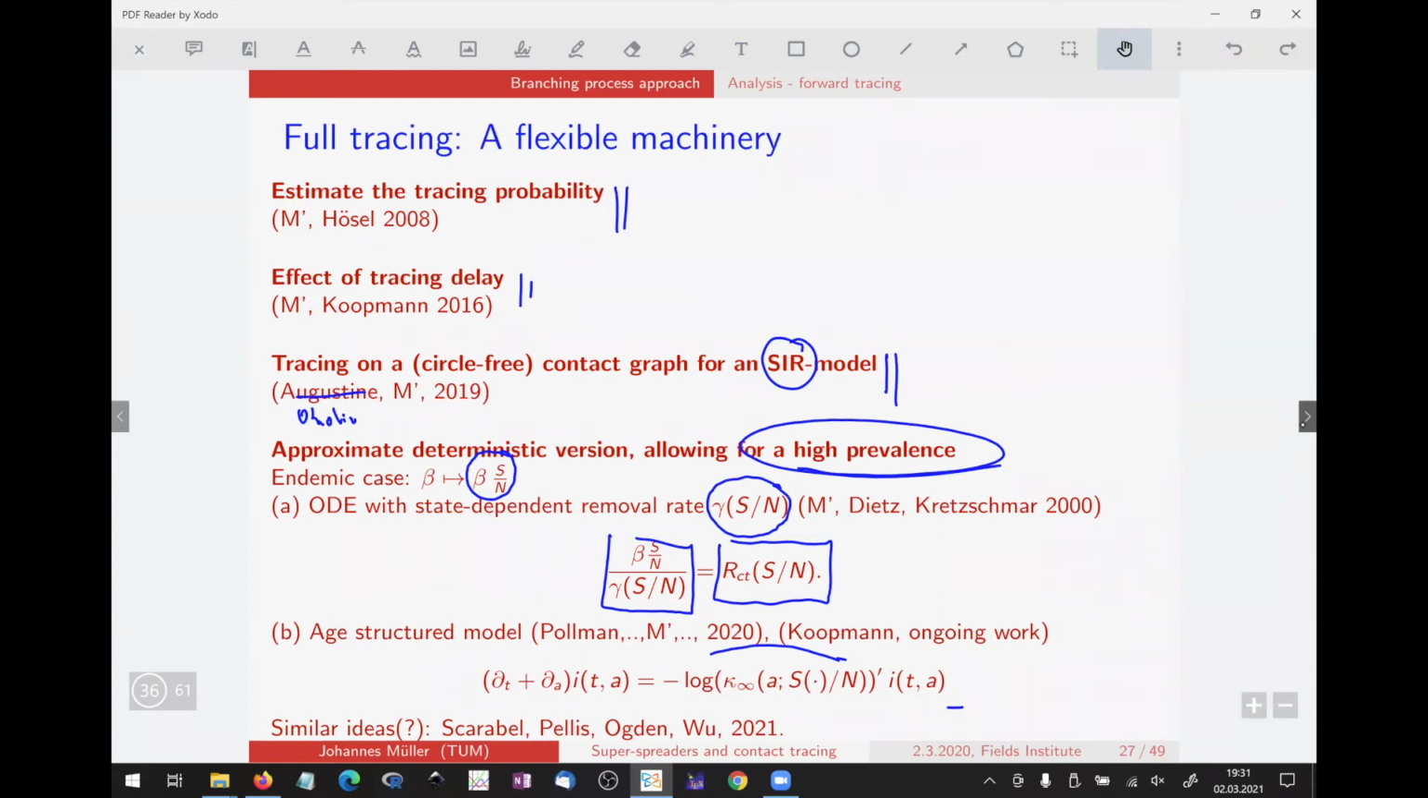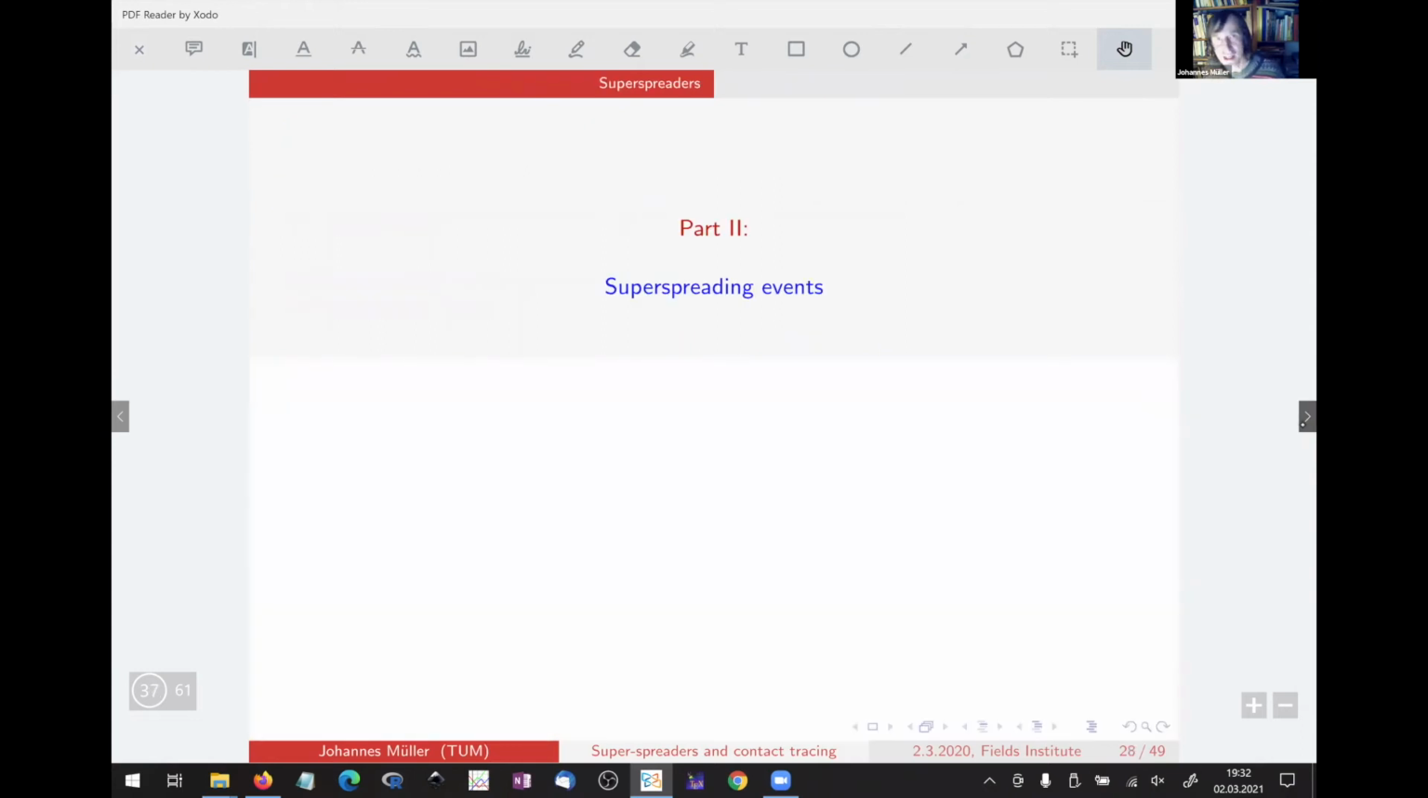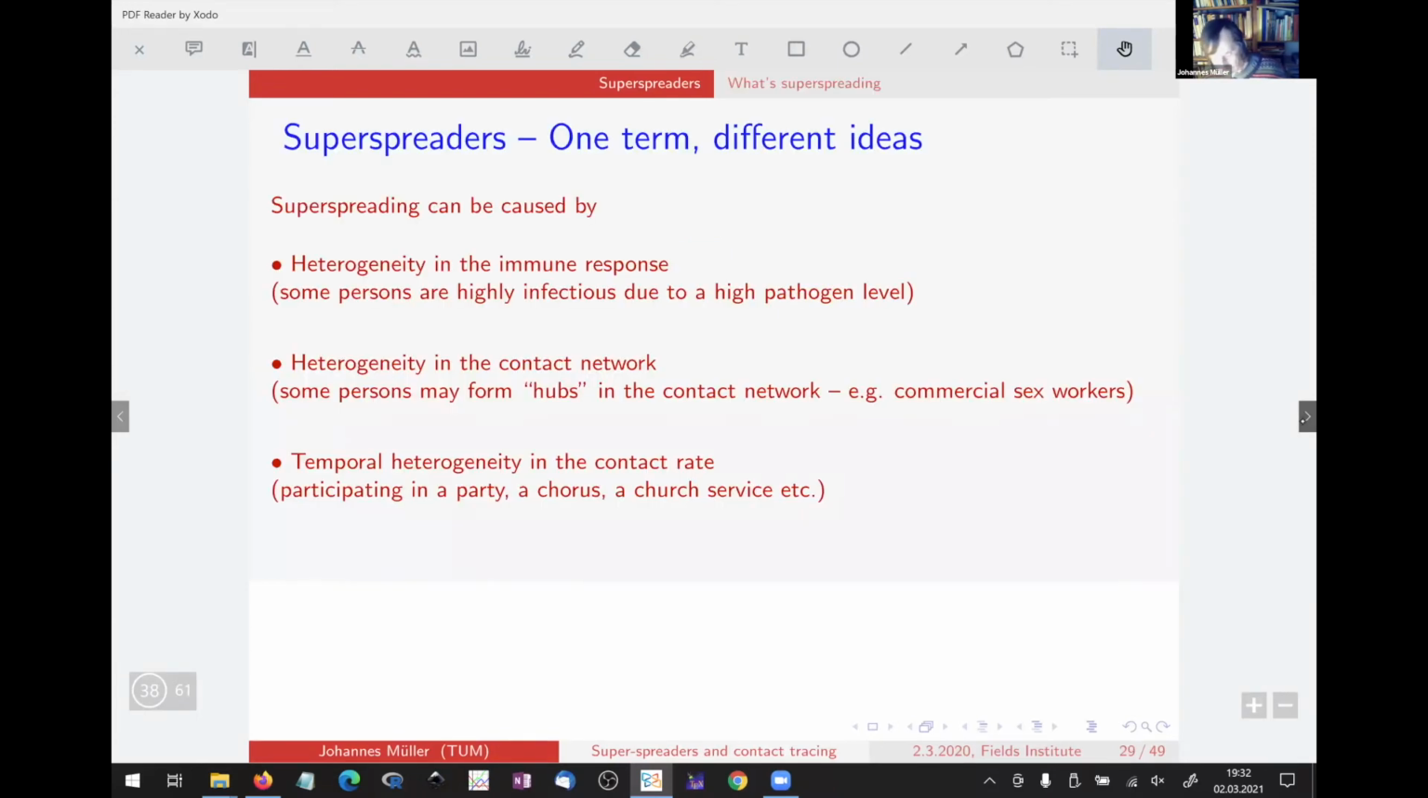Okay, so we understand more or less the simple model. And now let's introduce superspreading, which is of course interesting also for COVID-19. Superspreading can have several reasons. One reason could be a heterogeneity in the immune response. So some people have a weak immune system, therefore a high virus load, and then they are more infectious than other people. We could have a heterogeneity in the contact network. So typically for sexually transmitted disease, you would have commercial sex workers that have, of course, much more contacts than others. And so they could form something like a hub in the contact network.